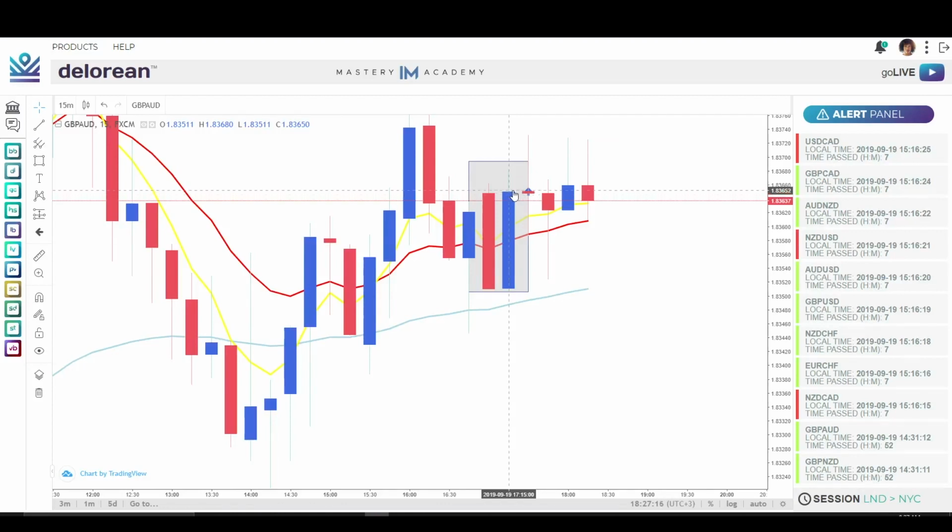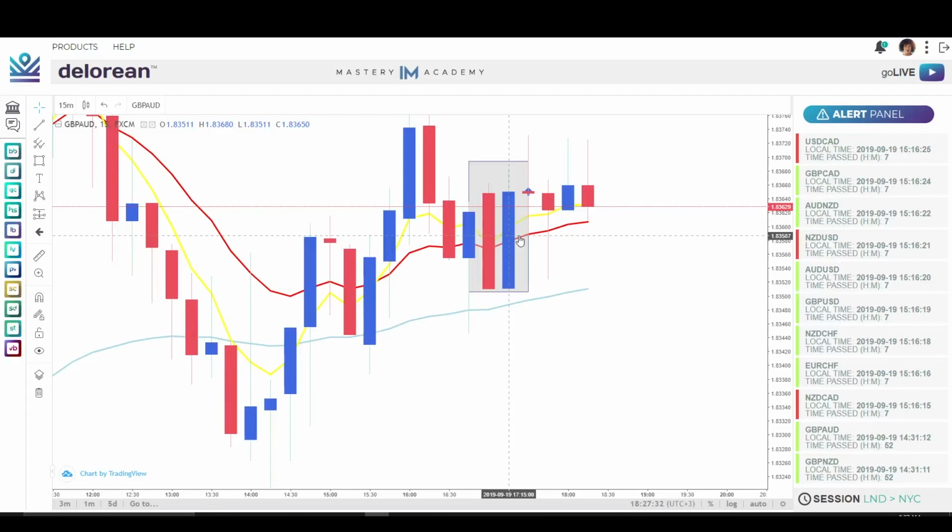Now the second one is, is the red EMA cutting through both candles? Here's the red, find it. Is it cutting through both candles? Yes, it's cutting through both candles. So now we have 2 yeses, and we're on our third question.